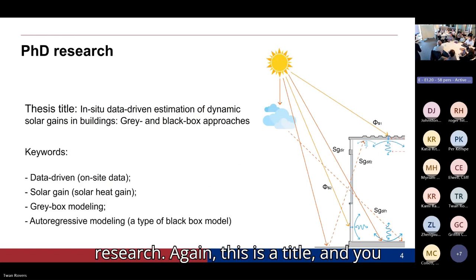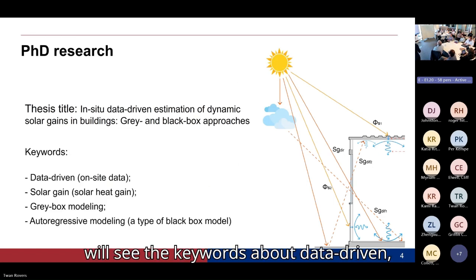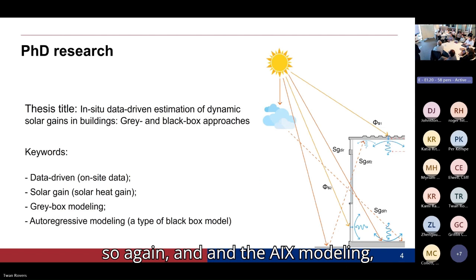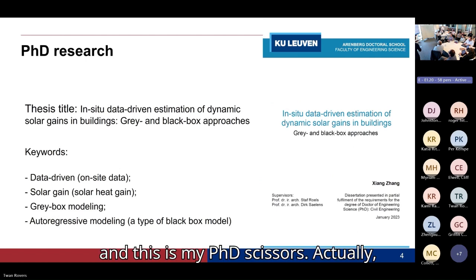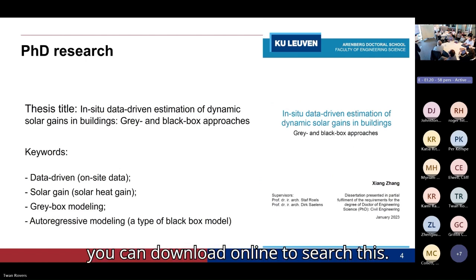Again, this is the title, and you will see some keywords: data-driven, solar gain, gray box, and black box modeling. So there are 2 types of model. And this is my PhD thesis. You can download it online by searching for it.